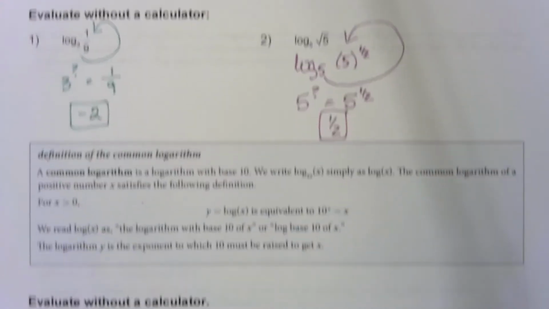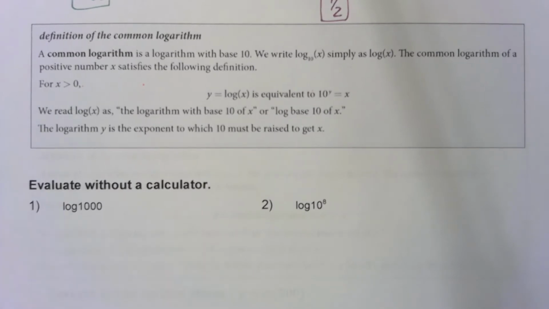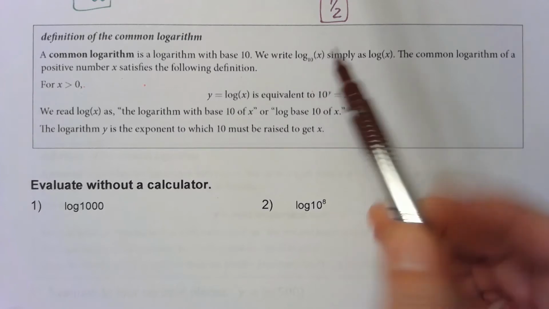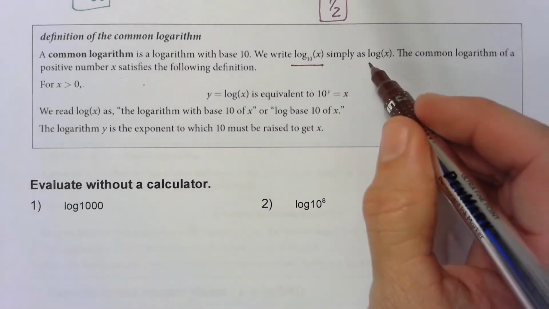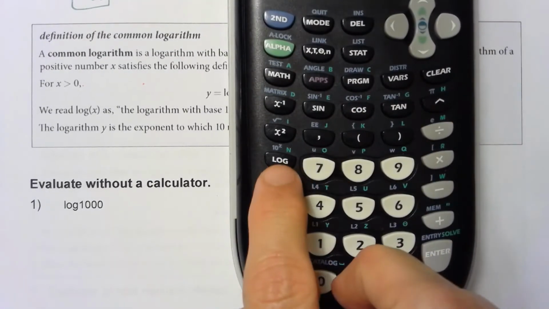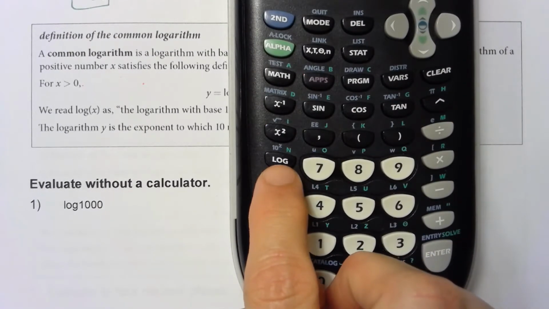Next, we have a common logarithm. A common logarithm is just a special one where the base is 10. Right here, log base 10 of x. The thing is, when we have a common logarithm, we don't write the base usually. So if we have base 10, we usually just leave it as log. And as a matter of fact, the log that's on your calculator is log base 10. This is your common logarithm button.